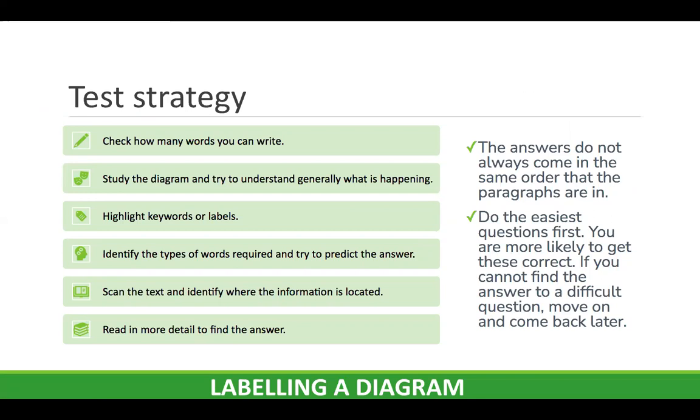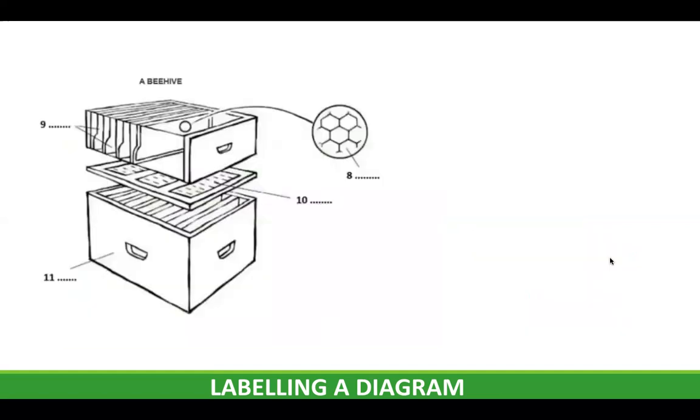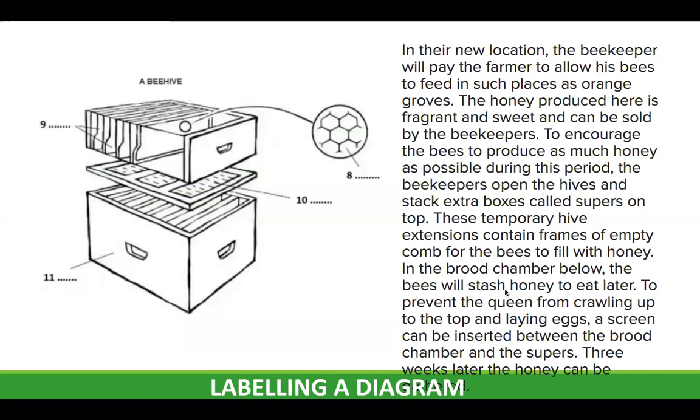So the answers do not always come in the same order that the paragraphs are in. Do the easiest questions first. You are more likely to get this correct. If you cannot find the answer to a difficult question, move on and come back later. So ayan, this is an example of that question type.